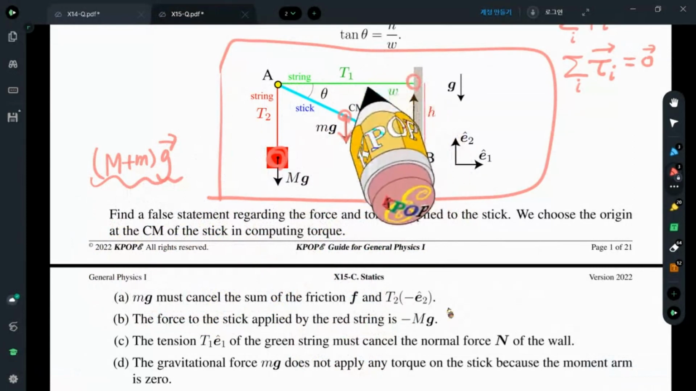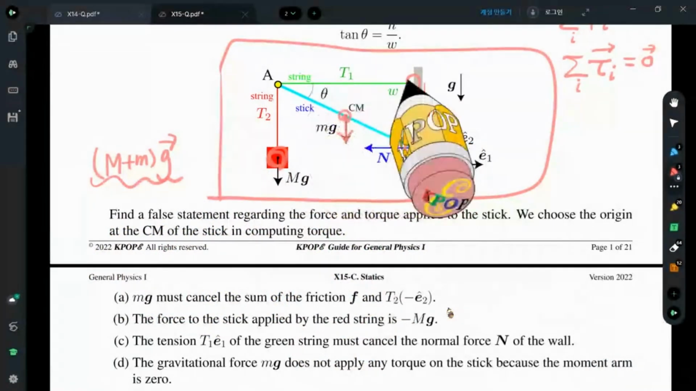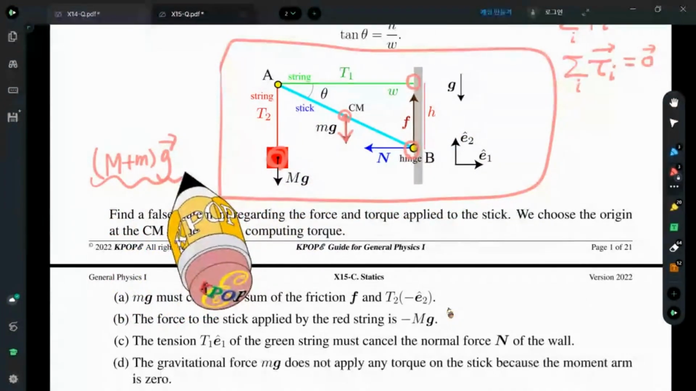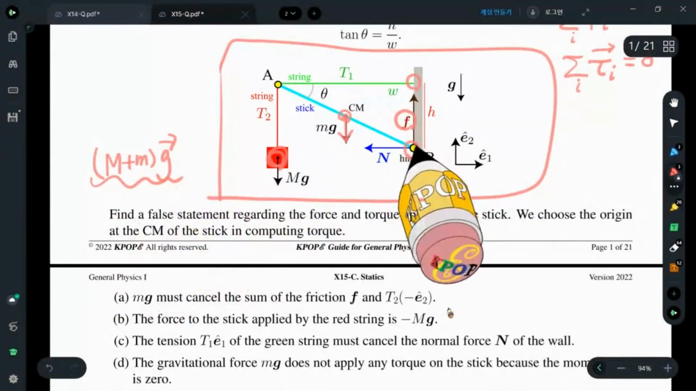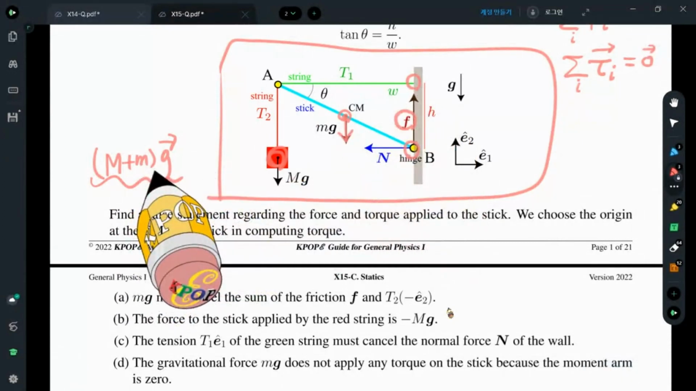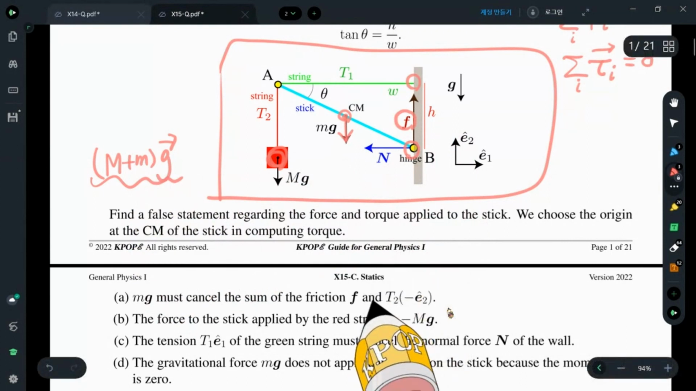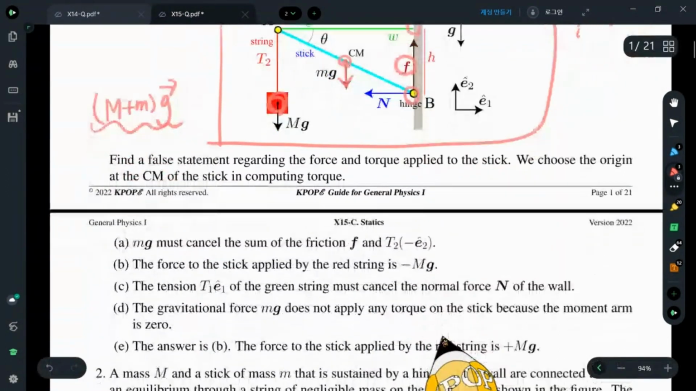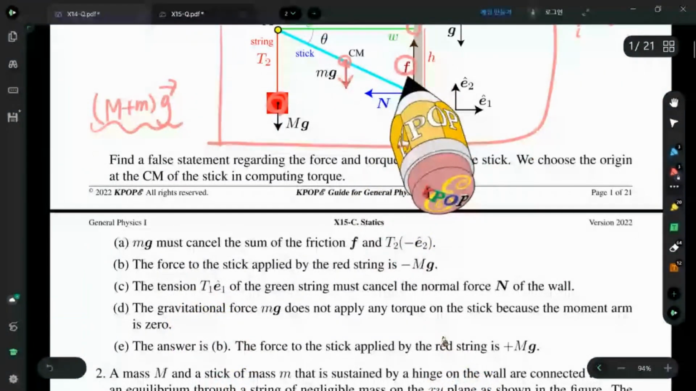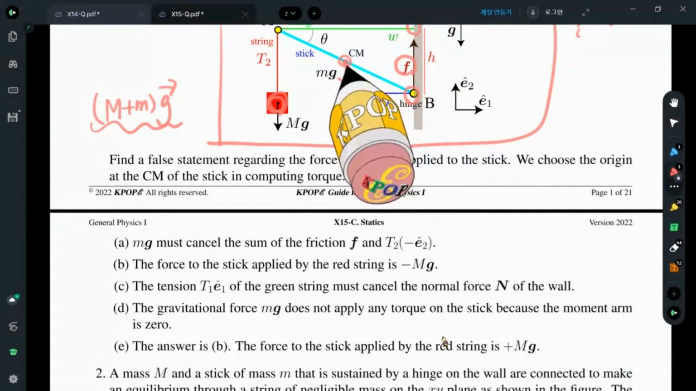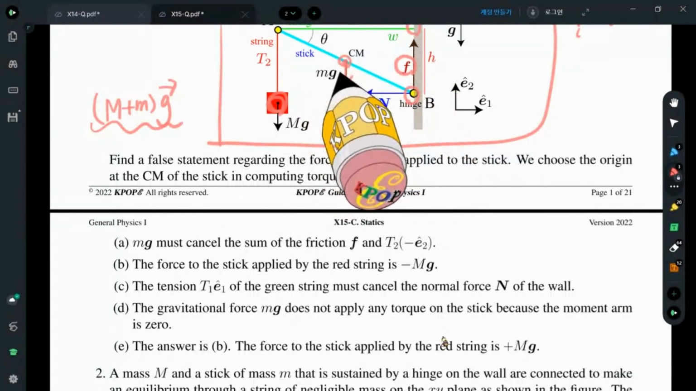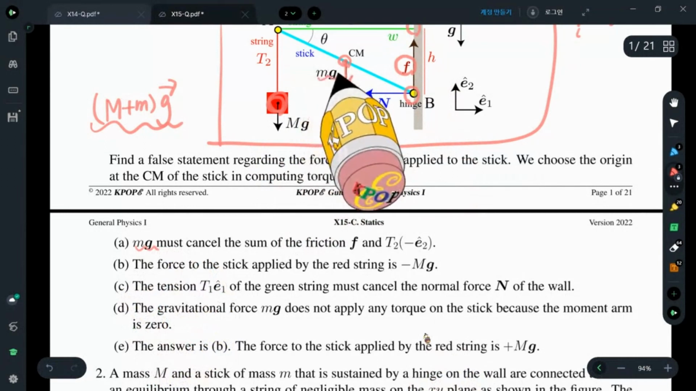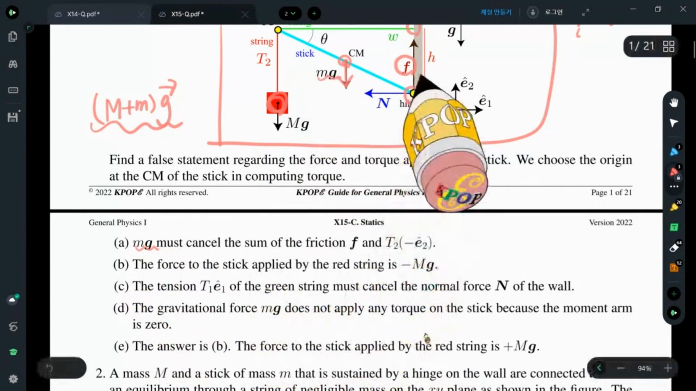But this tension applies along the normal direction only. There is no way to sustain the gravitation. This is possible only if this frictional force is going upward, opposite to the gravitational force. Among this, it contains the force to sustain this mg and this capital Mg too. But as far as small mg is concerned, it should be canceled by this force.